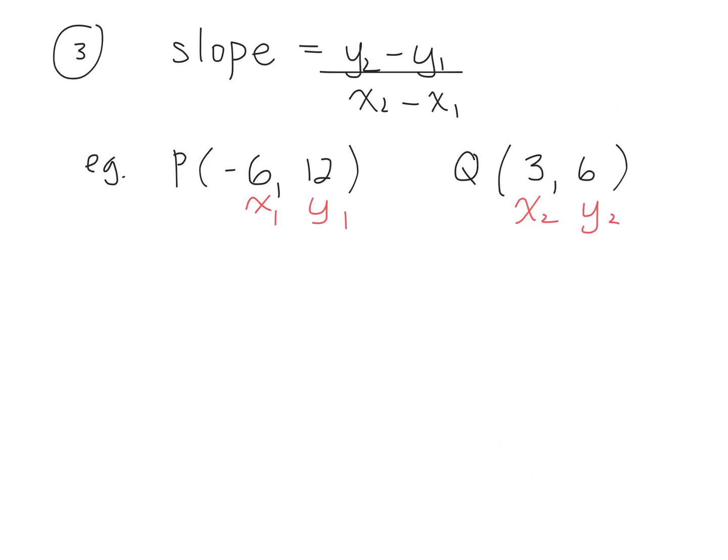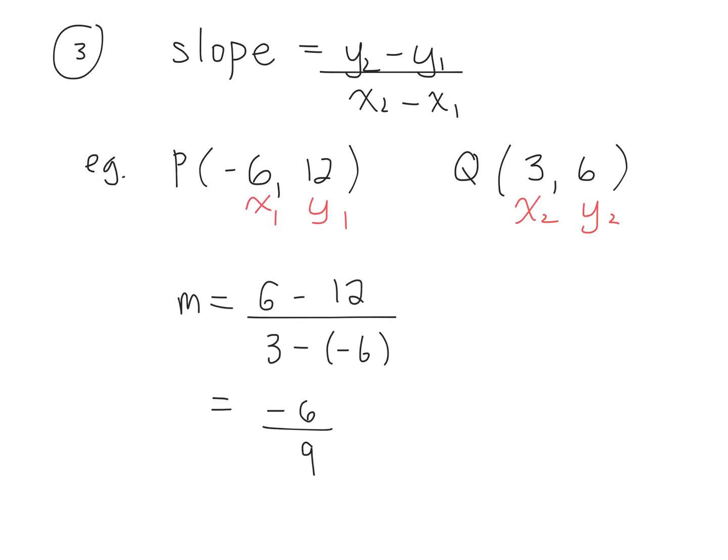Okay, so if I label my P coordinate as x1, y1, and Q as x2, y2, plug in the formula. Slope is equal to y2. Yep, what's y2? Giancarlo? 6 minus, what's y1? Good, over x2. 3 minus, what's x1? -6. -6, and what's 3 take away -6? +9. Lowest terms.